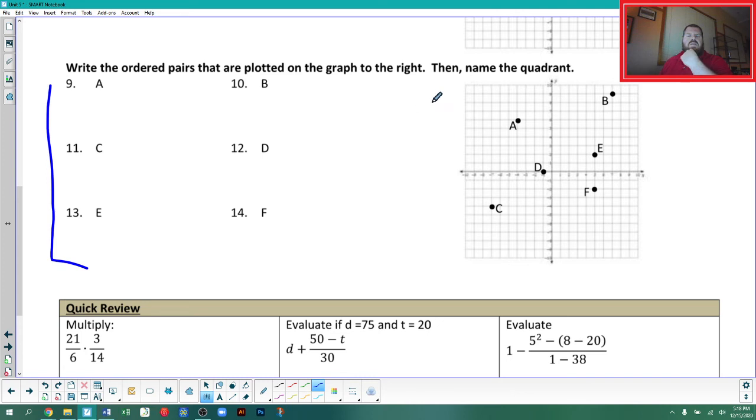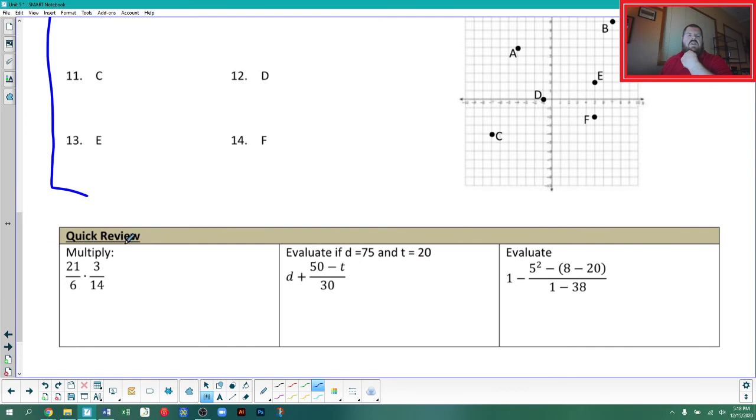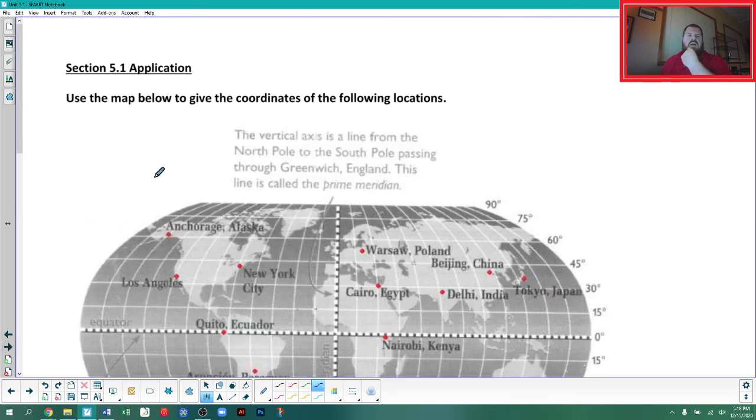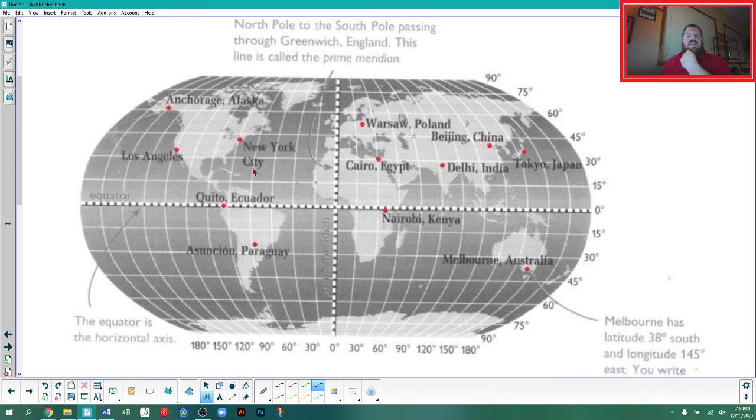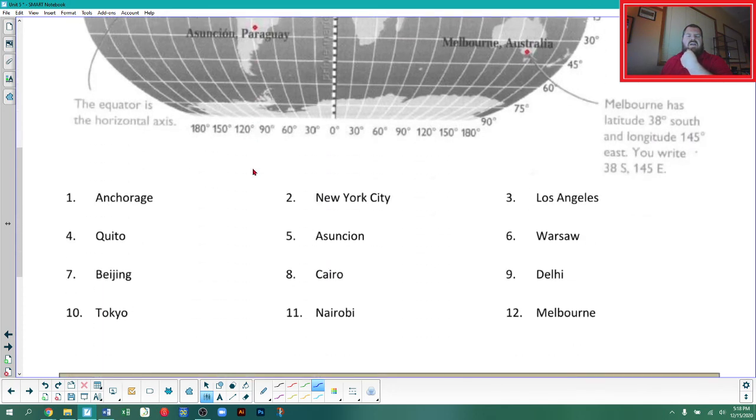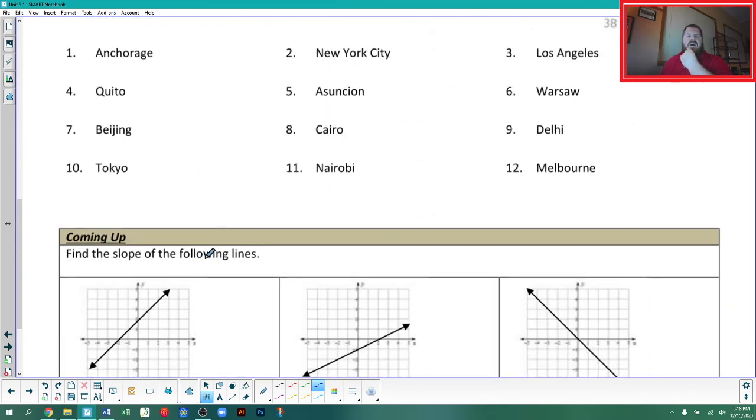Okay. And make sure that you answer both questions here. It's asking what are the ordered pairs and then name the quadrant. You can give the quick review a shot also. I think that's a good idea. And then you can also take a look at the application and try to do your best on that. At the end of the application, there's a little coming up section that goes over what the next step in this class will be.